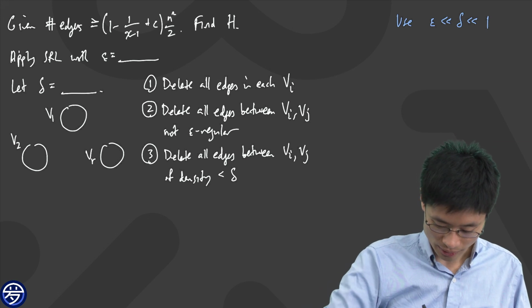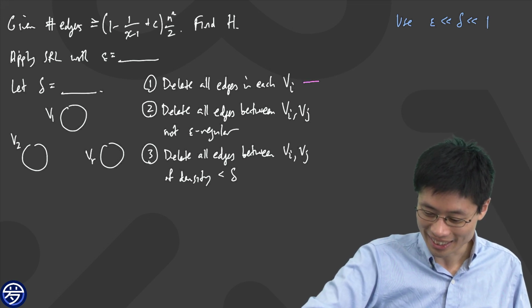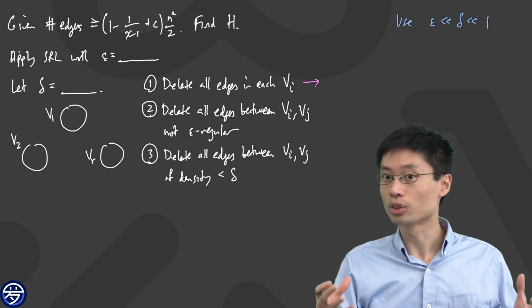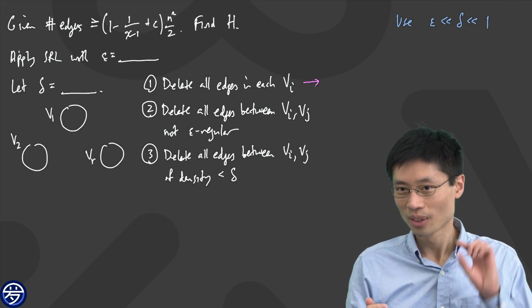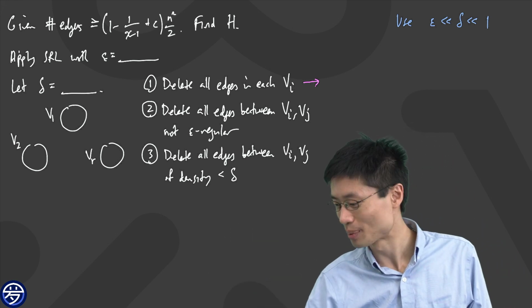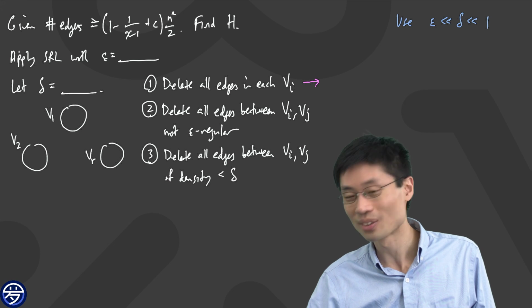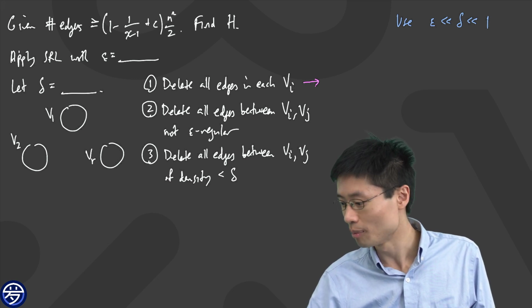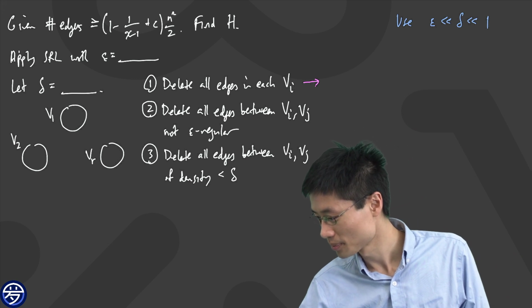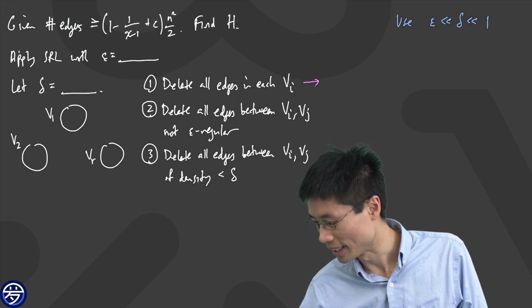If you delete, let's use this pink, it's sort of like red for delete, all of the edges inside each Vi, how do I control how many edges I might have deleted? We did a calculation like this before the break, but I want to have some participation. So if you see a way to upper bound how many edges we might delete, please raise your hand. What do we have here?